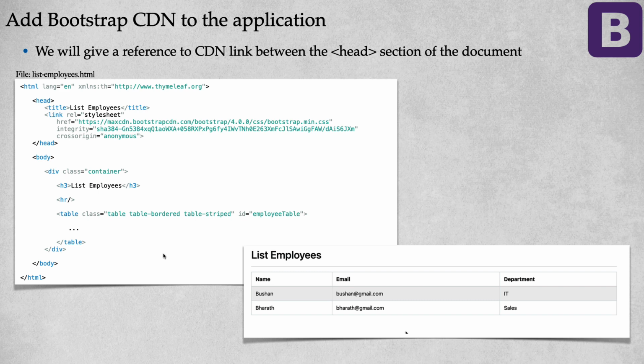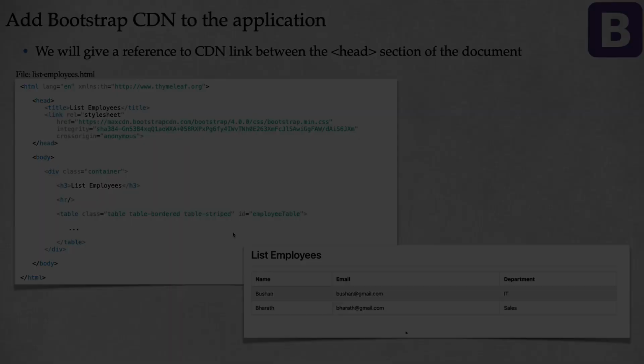We're going to add Bootstrap CDN to the application. We will give a reference to the CDN link between the head section of the document, and we will add the Bootstrap classes to the HTML table. And also we will create a container to wrap the entire table inside the container. Alright, now let's jump back to the STS IDE and add the Bootstrap styling to the application.